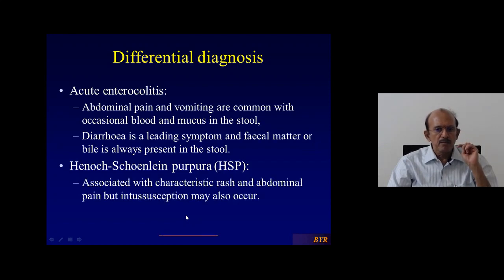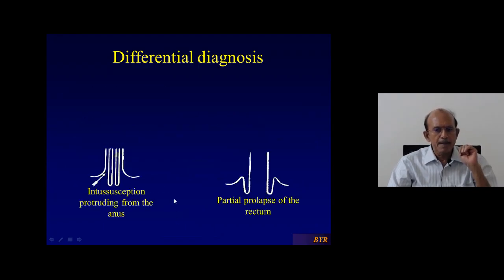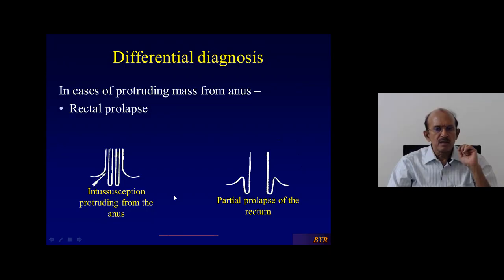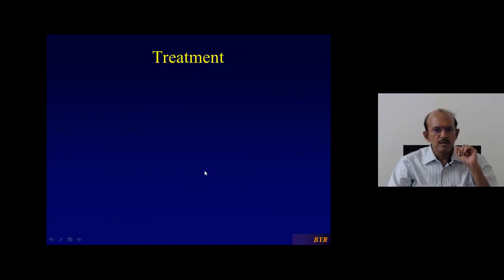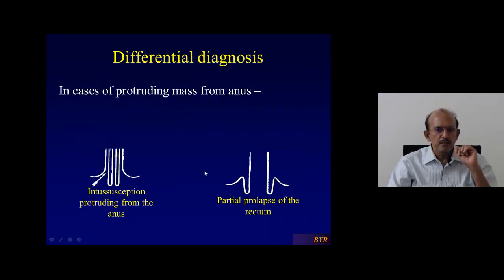Then purpura, it may be associated with characteristic rash and child will be crying with pain. Of course, purpura may also be associated with intussusception. Sometimes intussusception may protrude from the anus. Then you differentiate it from rectal prolapse. If it is intussusception, you will see a tube coming out. That means you can pass your finger by the side of the tube inside the rectum from the anal canal into the rectum. If it is a partial prolapse or prolapse of the rectum, you can't insert your finger by the side of the mass.